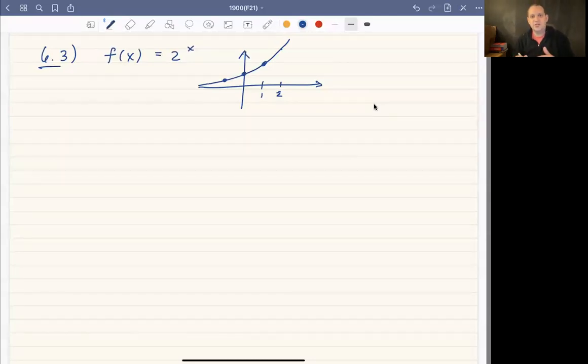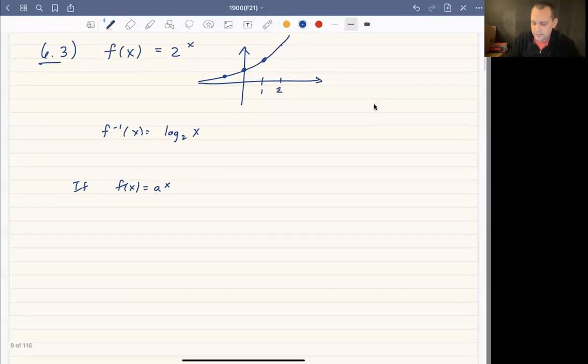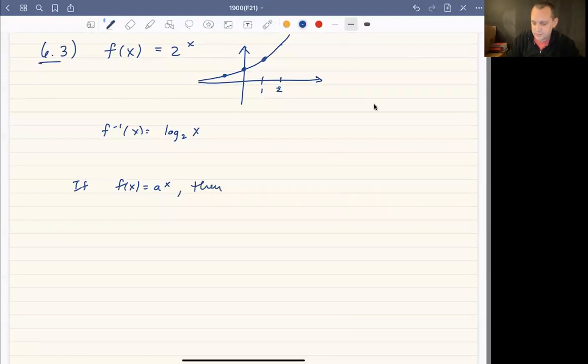Notice that this function is always increasing, and therefore it passes the horizontal line test. Therefore, it has an inverse, and the inverse is the log function. In this case, it would be log base 2 of x. So in general, if f of x is a to the x, where a is positive and not equal to 1, then f has an inverse, and the inverse function is log base a of x.